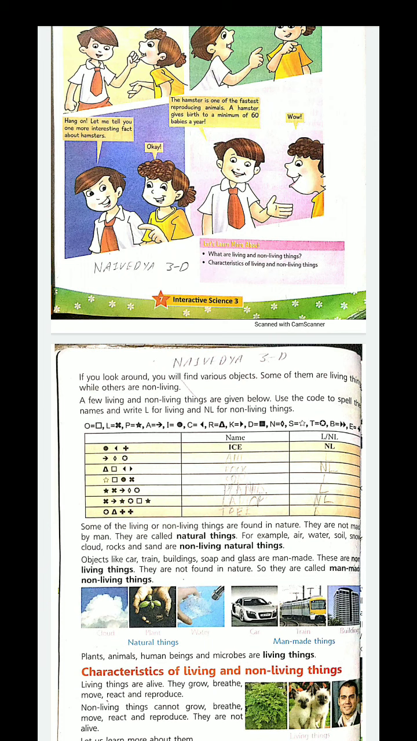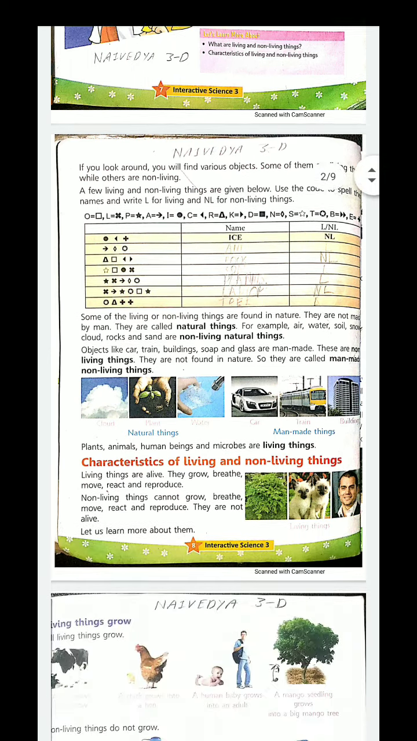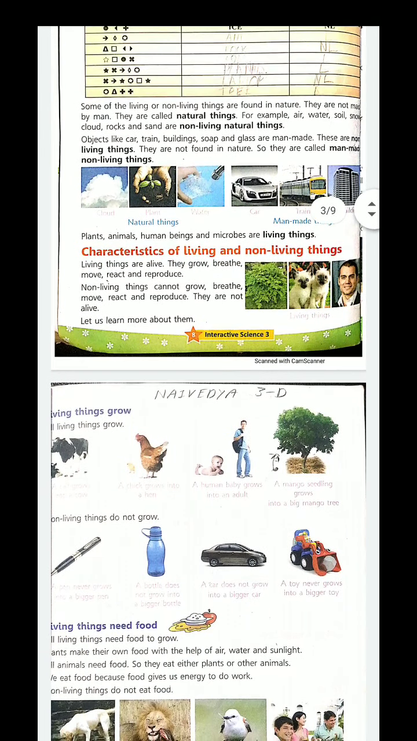Now let's see what there is. Living things, we all know: plants, animals, human beings, some small insects, and all are living things. Now let's see the characteristics of non-living things.